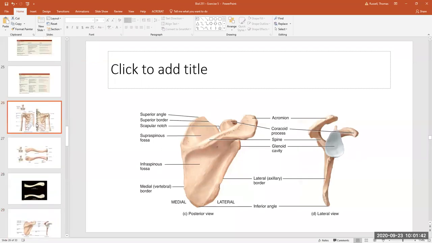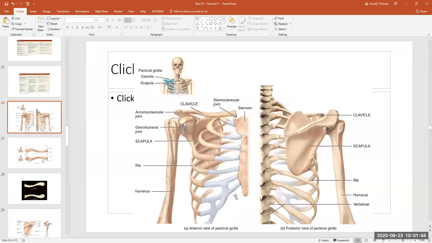So let me show it to you in an articulated state. This is the anterior view of the bone behind the rib cage back here. Notice it's all smooth and flat. We don't have a spine in there. The spine's on the back. The glenoid cavity's right there. The coracoid process is on the anterior side of the bone. So it's on the opposite side of the bone as the spine, the coracoid.